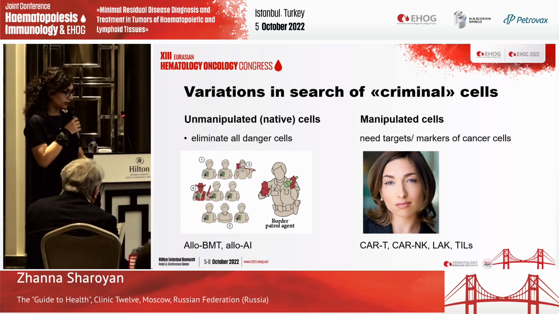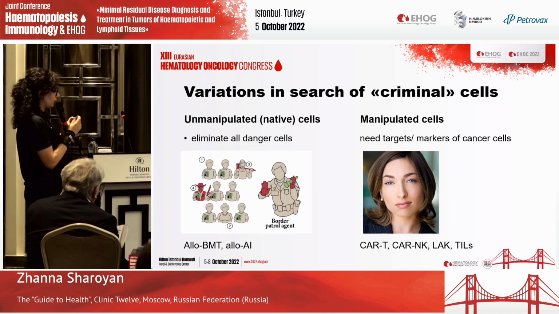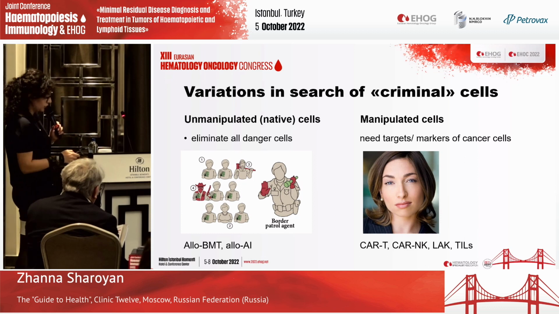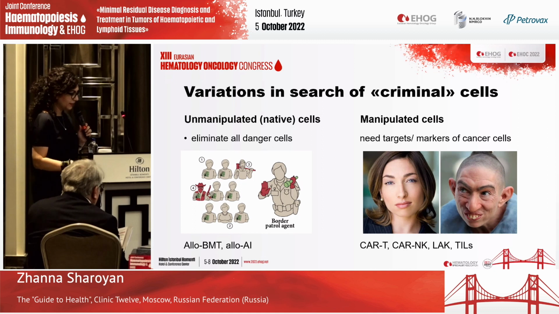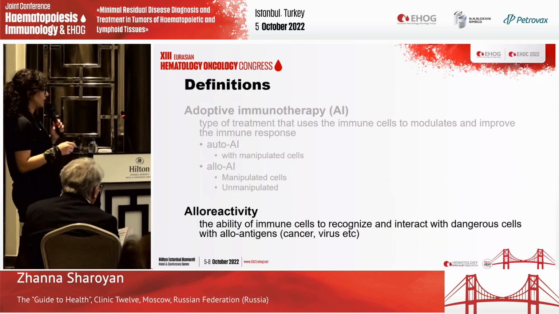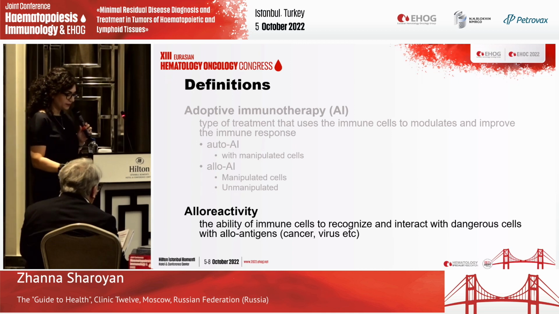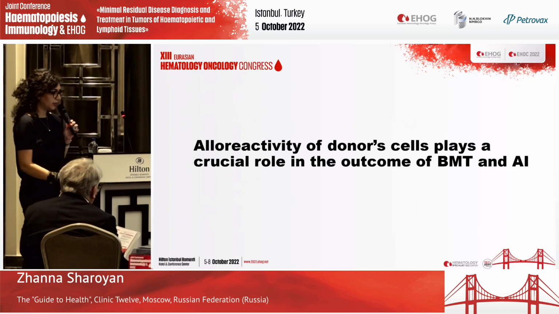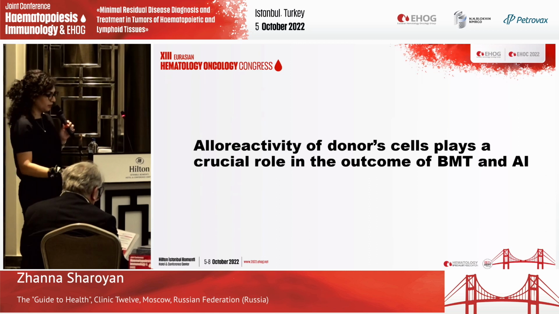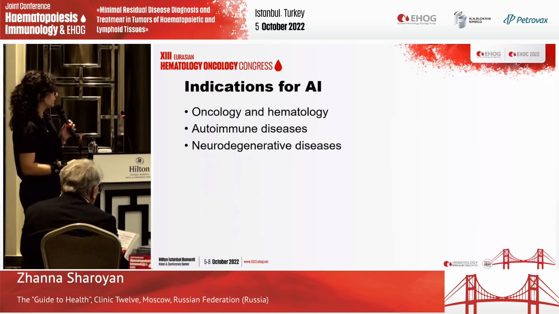For example, we're looking for a beautiful brown-haired girl. After transformation, she looks like a completely different person. So can you say anything in common? No. So just trust me, it is the same actress. Exactly that ability to recognize and interact with dangerous cells is called alloreactivity. And alloreactivity plays a leading role in outcome of adaptive therapy in general and bone marrow transplantation in particular.